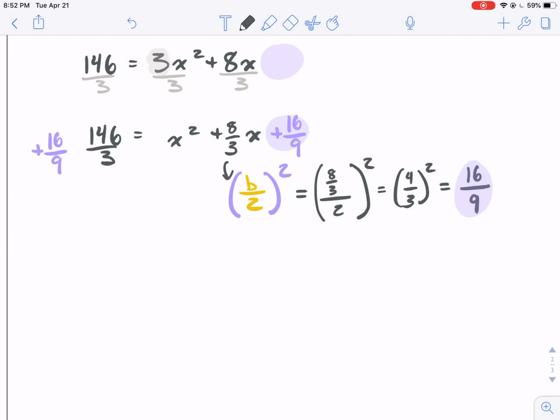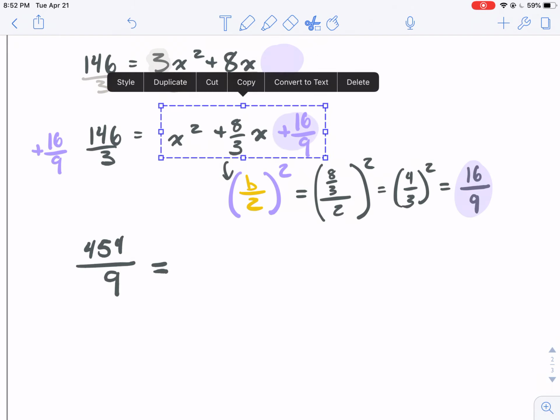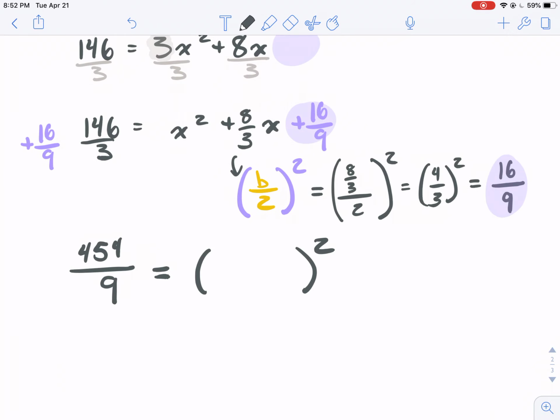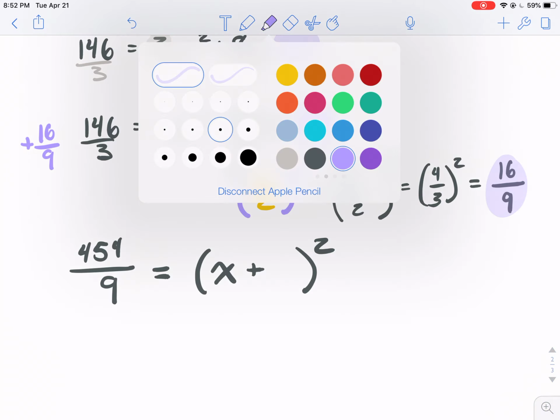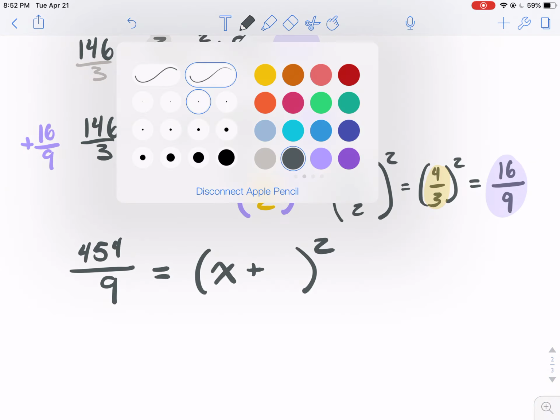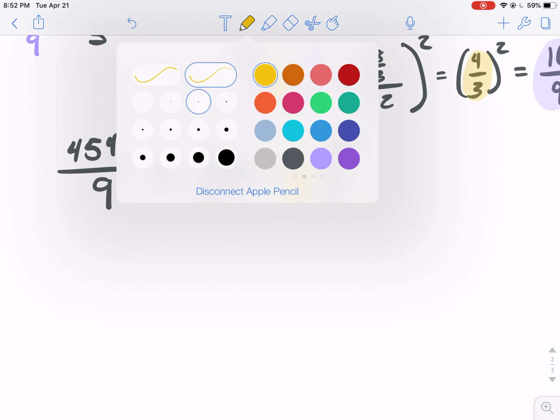Don't worry, guys, I did all the hard math for you. That'll come out to 454 over 9. Now we made this guy right here because we want him to be a perfect square trinomial. Again, we want it to be a perfect square. That's why we completed the square. So it's going to be x plus something, quantity squared, and that something is the square root of 16/9, which is 4/3. So we add our 4/3 up in here. Nice. All that's left is we take the square root to solve it.